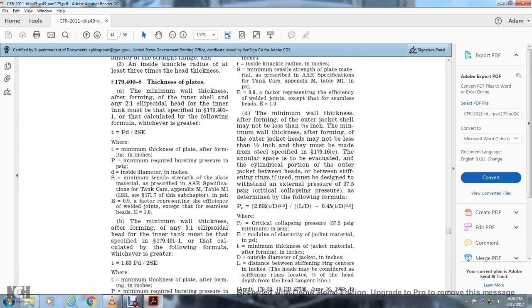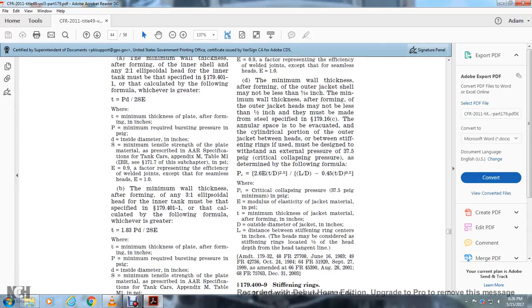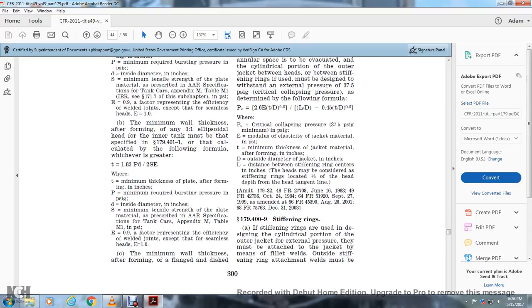The minimum wall thickness for the after forming 3.3 to 1 ellipsoid head with the inner tank must be that specified with the 179-401 for the calculating for the following formula, whichever is greater. T equals 1.83 times PD over 2 SE. T equals the minimum thickness of the plate after forming in inches. P equals the minimum required bursting pressure in PSI gauge.